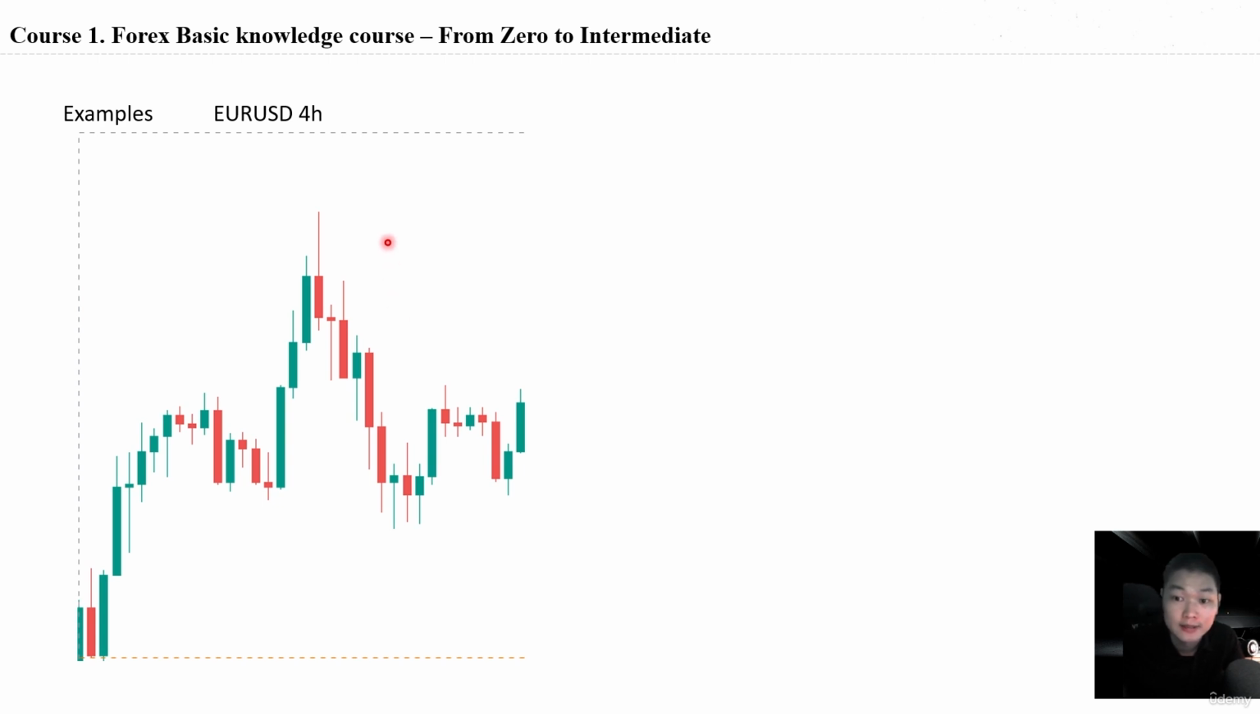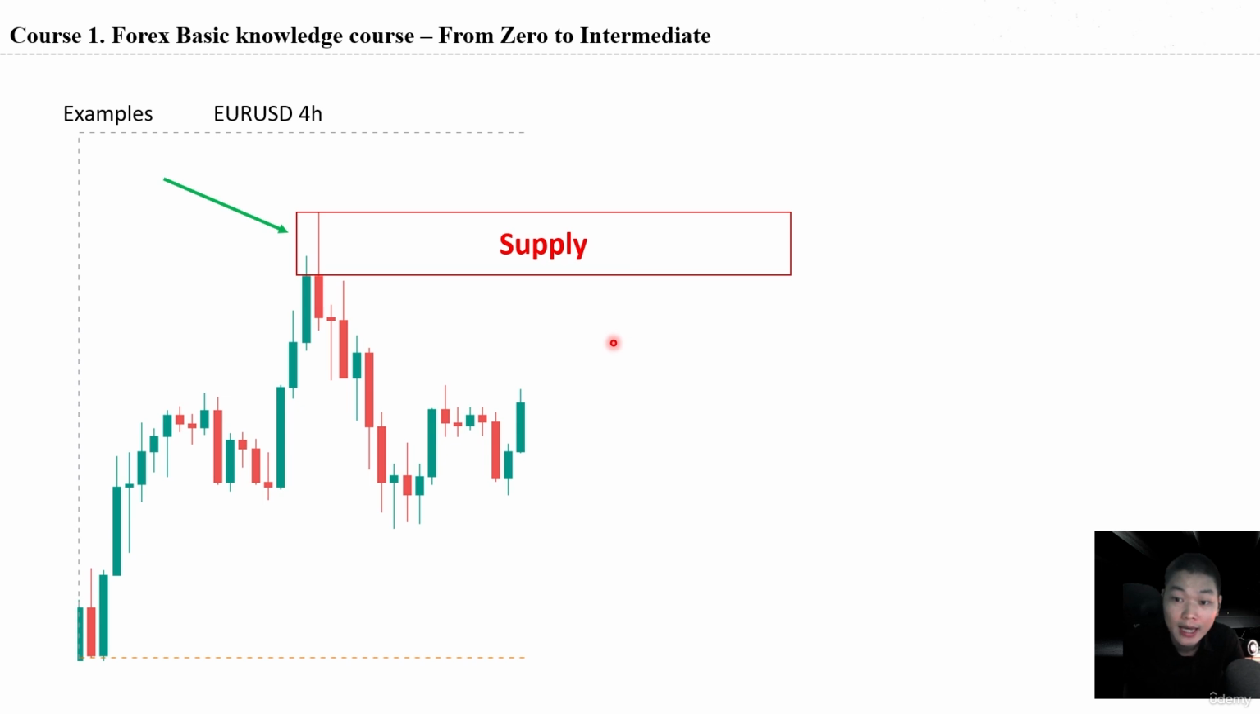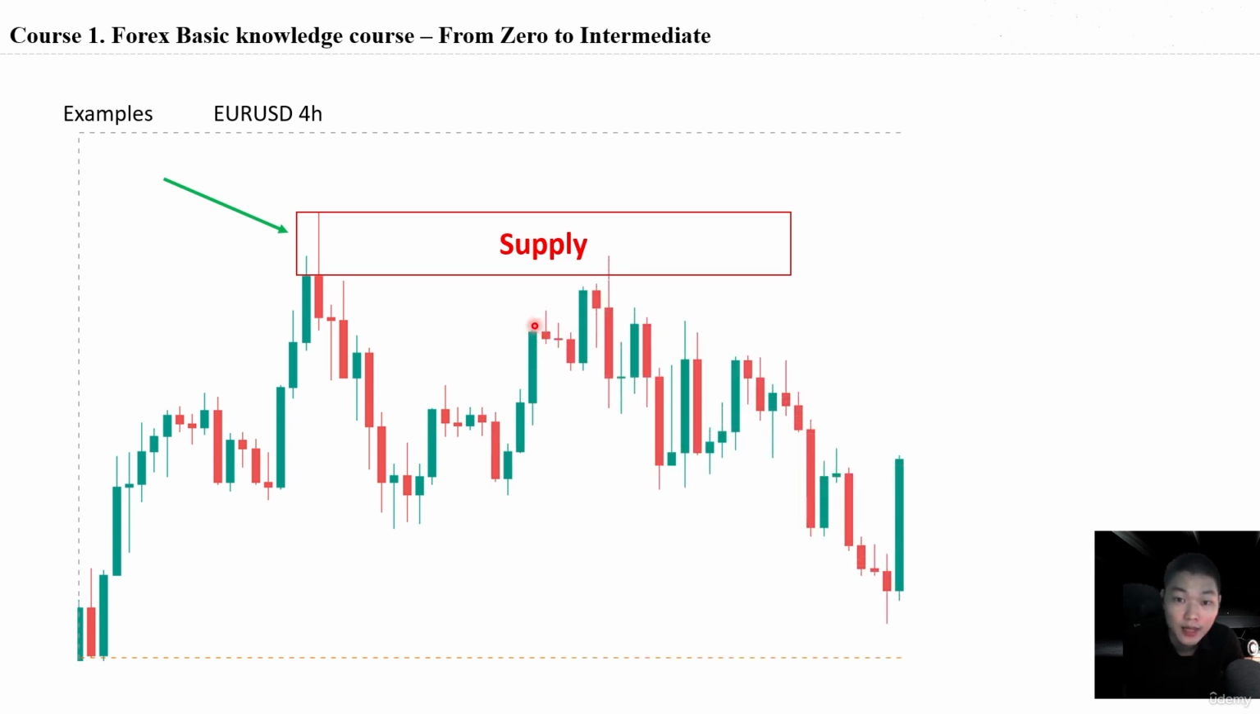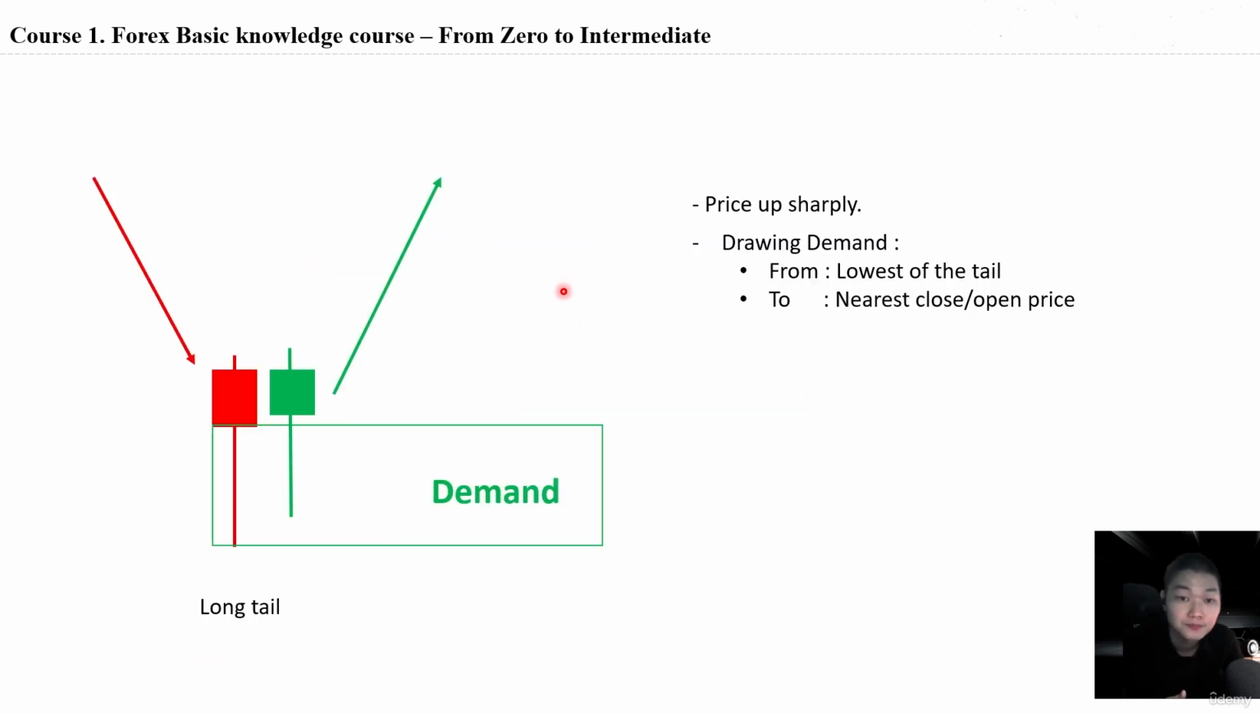And we can draw the supply zone for this case from the highest price of the range to the nearest open or close price. And we can have the supply zone like this. After that, the price can pull back into the supply zone with the tail like this and go down very sharply. You can enter the market below this supply, which is a very best play.